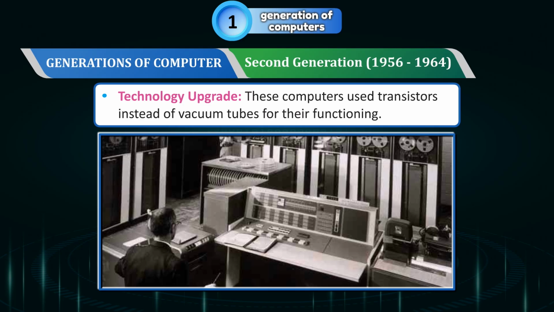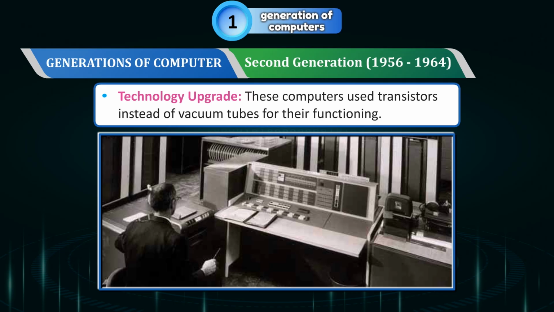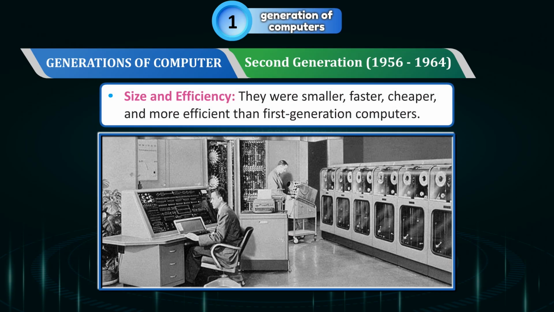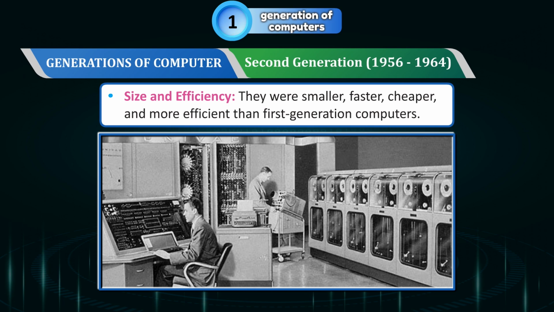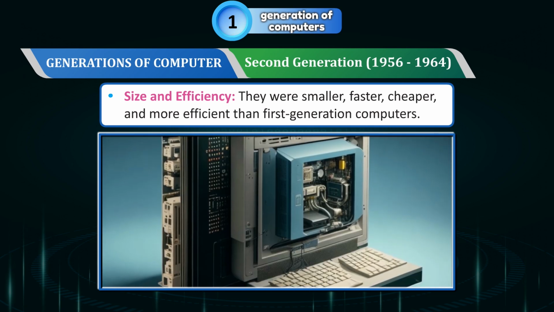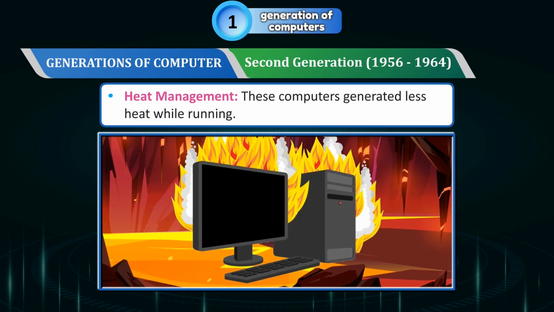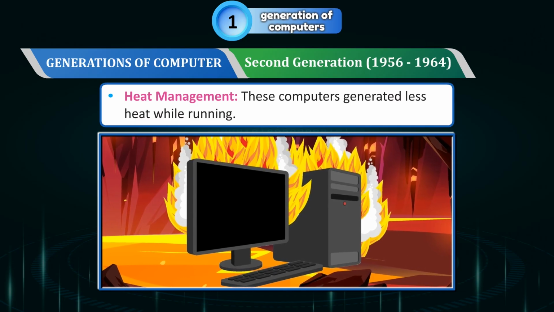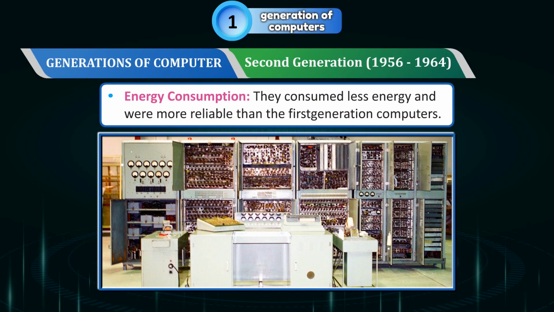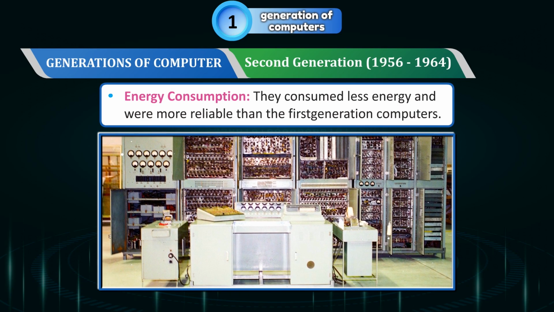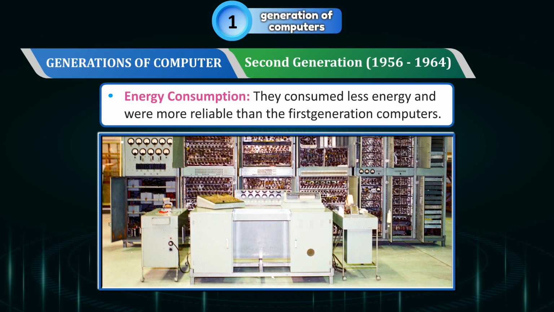Technology upgrade. These computers use transistors instead of vacuum tubes for their functioning. Size and efficiency. They were smaller, faster, cheaper, and more efficient than first-generation computers. Heat management. These computers generated less heat while running. Energy consumption. They consumed less energy and were more reliable than the first-generation computers.